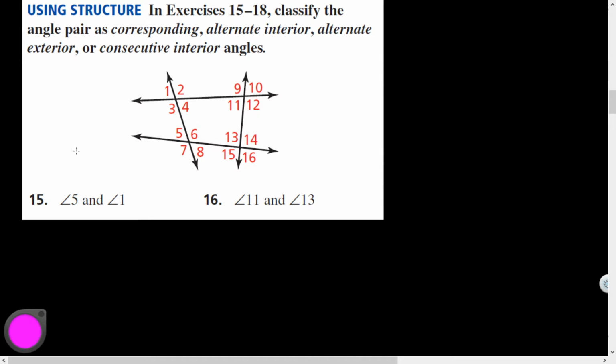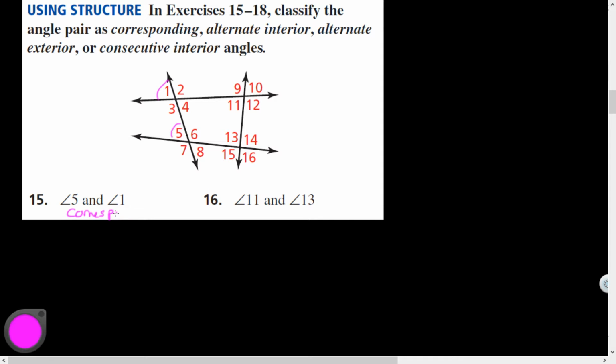Okay, using structure, classify the angle pair as corresponding, alternate interior, alternate exterior, or consecutive interior angles. Let's see, angles 5 and 1. I was going to say there's not an immediate relationship that I could relate between those two things. 5 and 1 are corresponding.